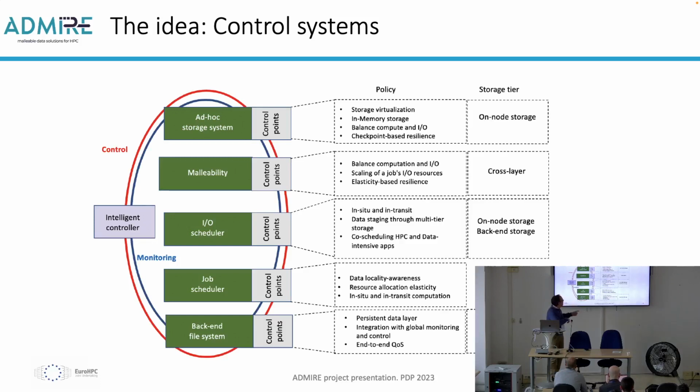So the idea is that we have this intelligent controller collecting the information, cooking the information, making data analytics, and then the intelligent controller sends commands to several components in the software stack of the system. First, the ad hoc storage system, the ad hoc file system that we are developing. Second, we send decisions to the resource manager to provide malleability in the supercomputers. In this project, we are working with SLURM, as you are going to see, because it's very, very popular in HPC centers.